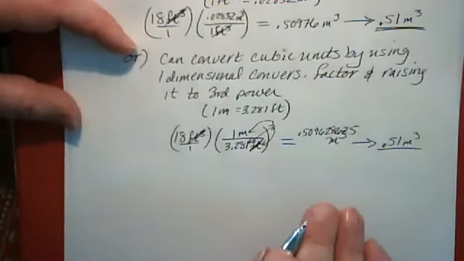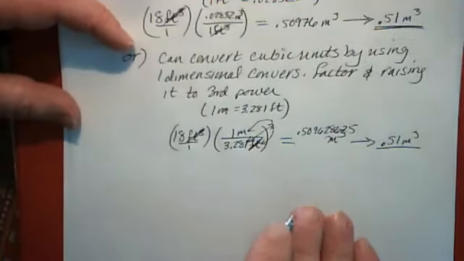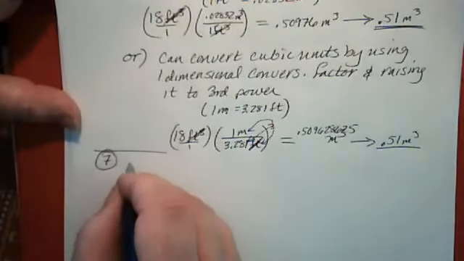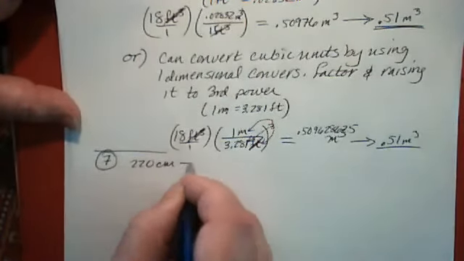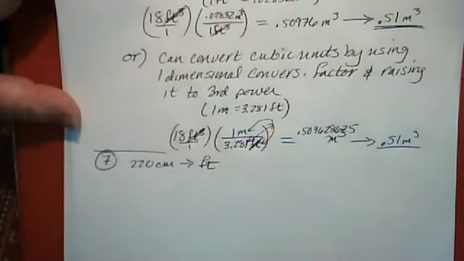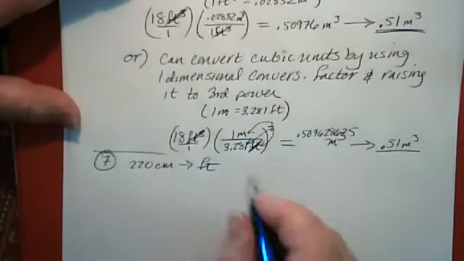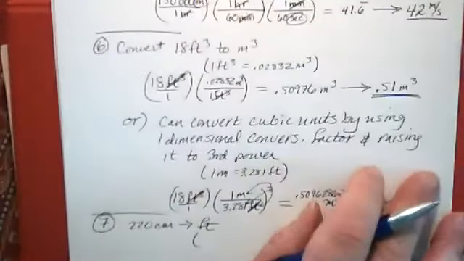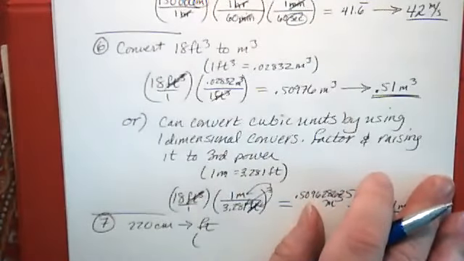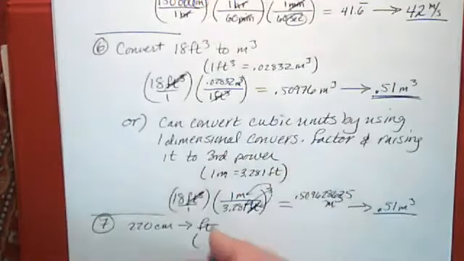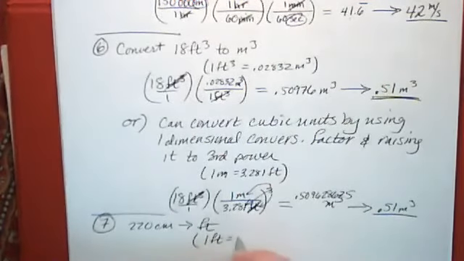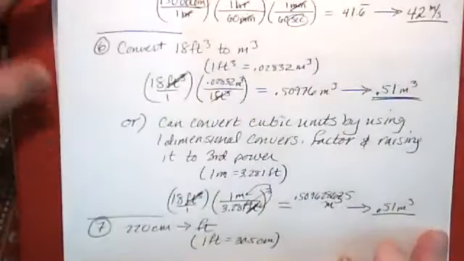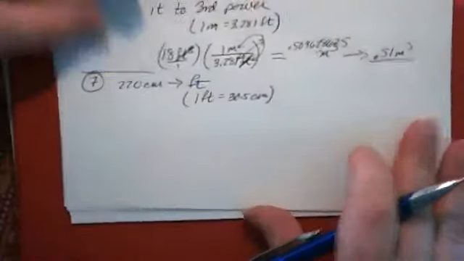Okay, next, 220 centimeters to feet. That's a fairly simple one. Our conversion factor will come from the conversion factor sheet under units of length between centimeters and feet. There we go. 1 foot is equal to 30.5 centimeters.